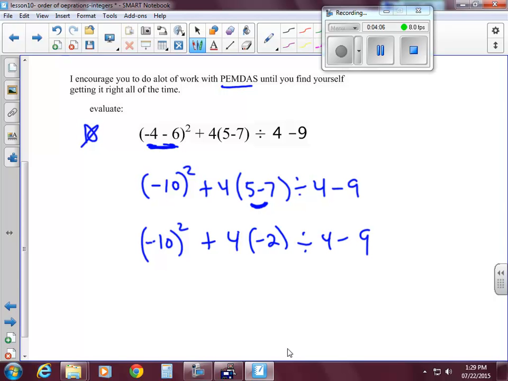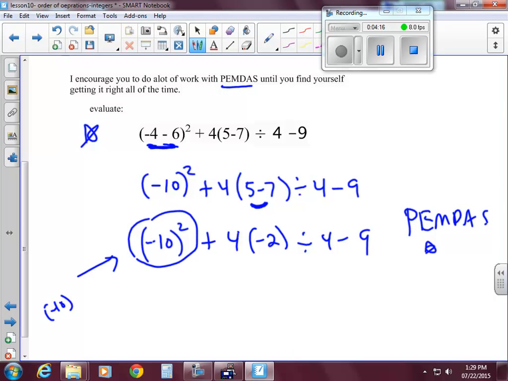Okay, now PEMDAS says to take care of your exponents next. So we have to think about negative 10 squared. Notice the negative 10 is in parentheses. So that really means negative 10 times negative 10, which we know is 100. So that's 100 plus 4 times negative 2 divided by 4 minus 9.